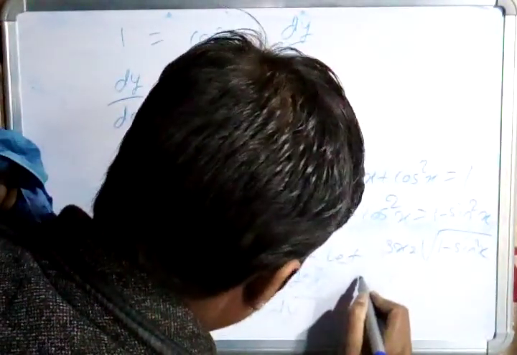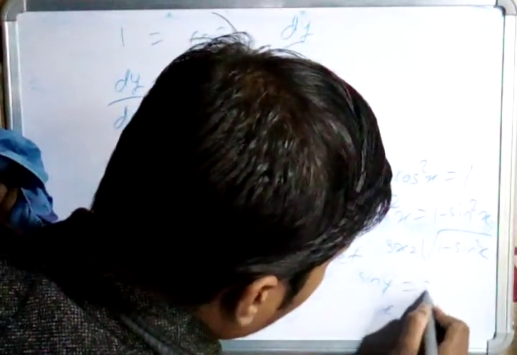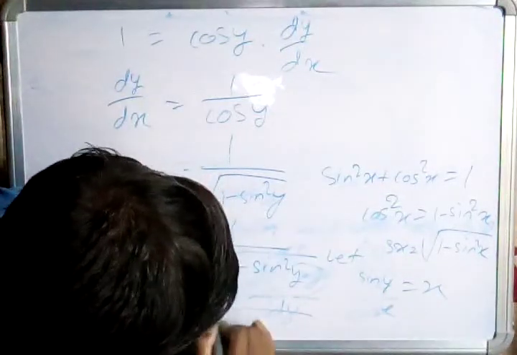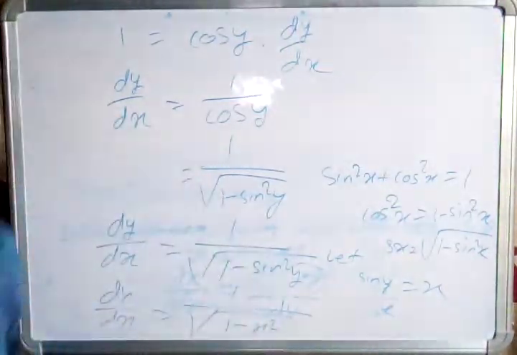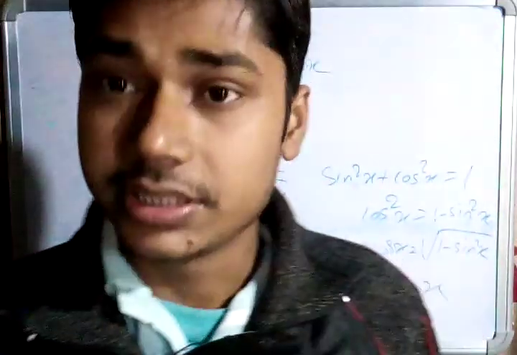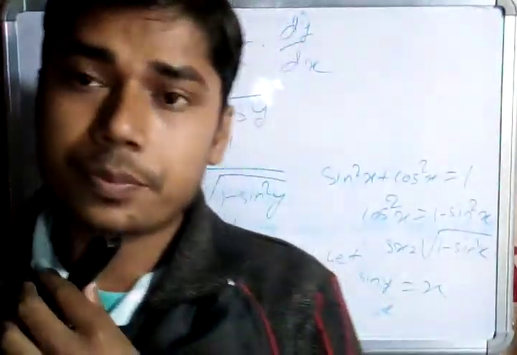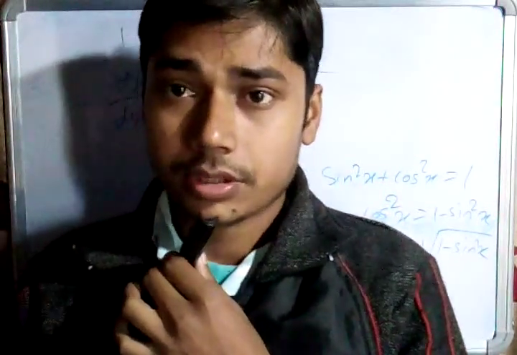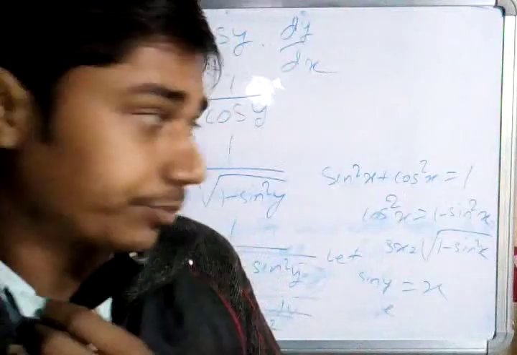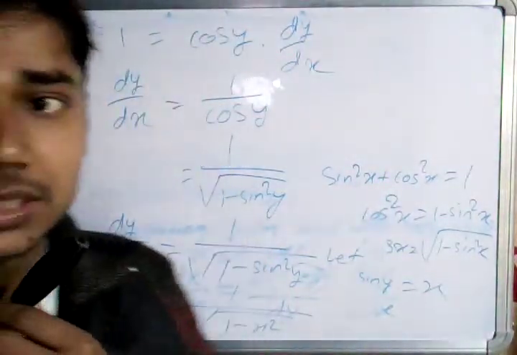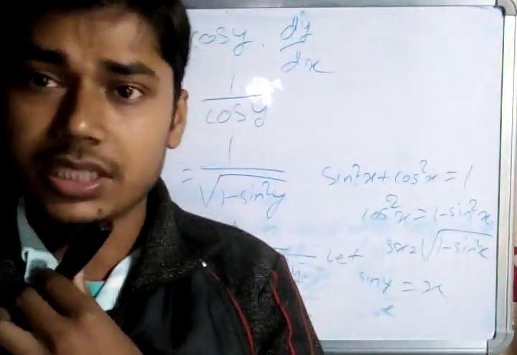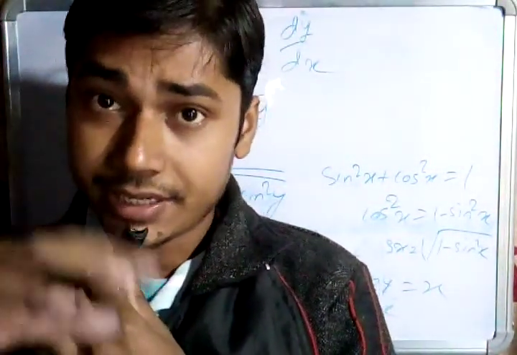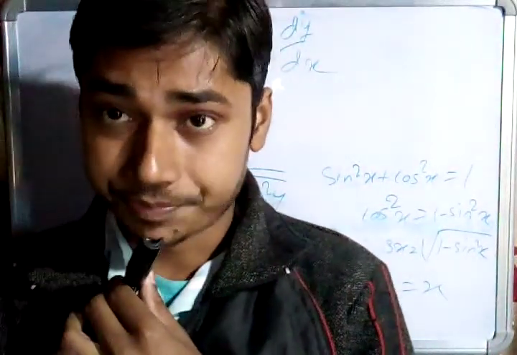Let sin y is equal to x, then dy upon dx is equal to 1 by root under 1 minus x square, from the definition. I hope all of you students understand this method, and find the differentiation of all functions and inverse functions, and the next video comes soon.